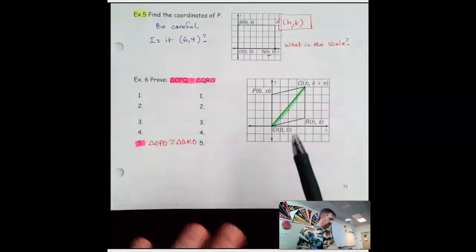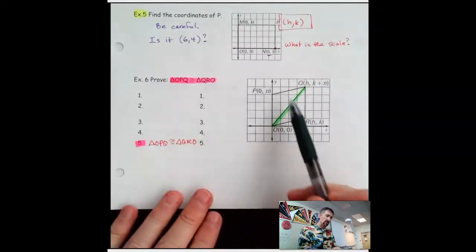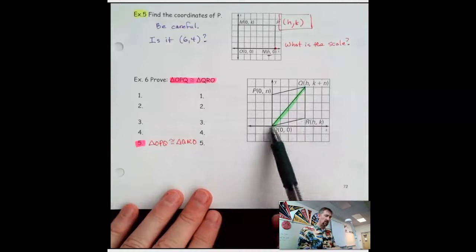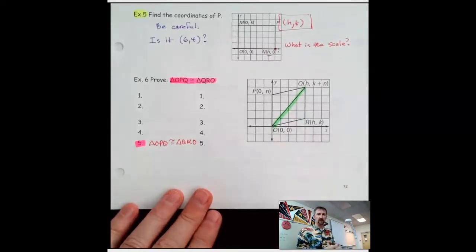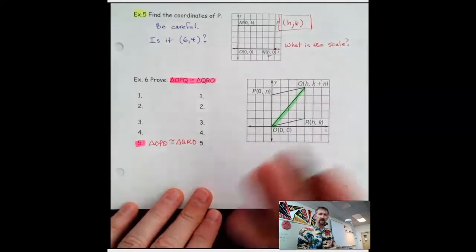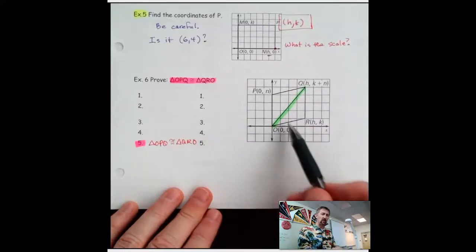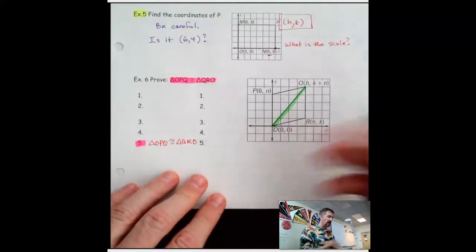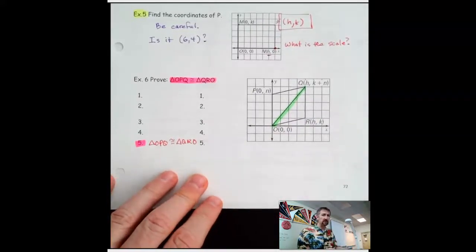So we want to prove that these two triangles, OPQ and QRO, are congruent. So that means probably sides. If we're on the coordinate plane, we're probably not trying to figure out angles. We're probably trying to figure out sides. So I already have one highlighted in green.